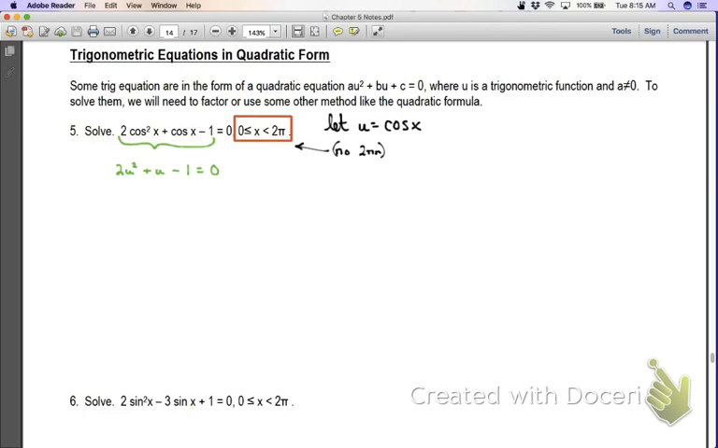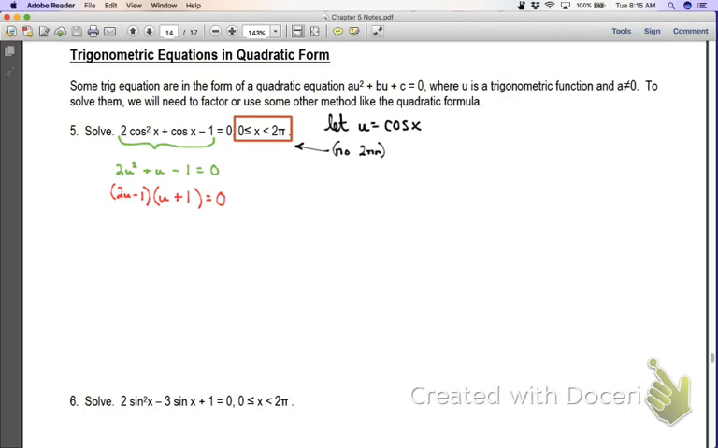So, if I have 2u squared plus u minus 1, I want to factor this into two parts. So 2u squared, the only option that I have is 2u and u. Signs are different. They need to multiply to give me a negative 1. So I'm going to have a negative 1 and a positive 1 here, because the middle term has to be a positive 1. Then once we get it to this point, we're just going to separate everything out.